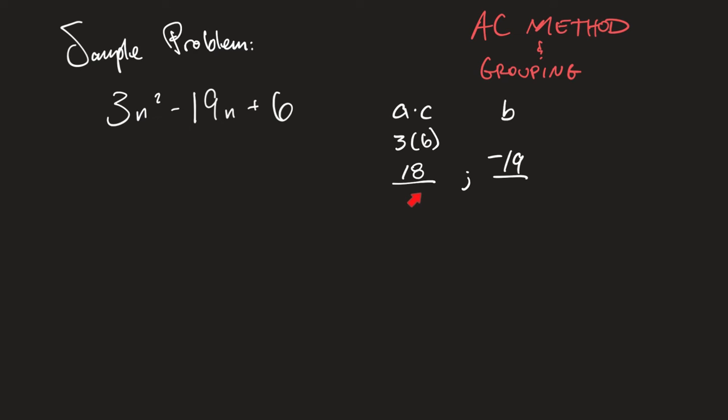Because if they were both positive, when I add them together, I would get a positive number. That is not what we want. So they must both be negative. You'll see in a moment what that looks like.